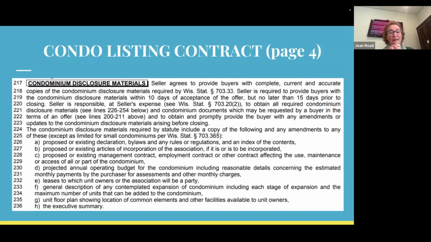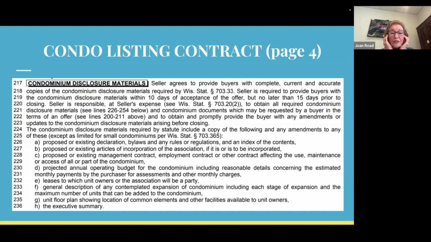So a buyer may want something more than just the required ones, say typically minutes for the last 6 months or something like that, so that he understands what's really being talked about with the association and the homeowners. Promptly provide the buyer with any amendments or updates to the condominium disclosure material arising before closing. So if they come up with something while you're in contract, you must make sure that you get those updates with an amendment to the buyer.